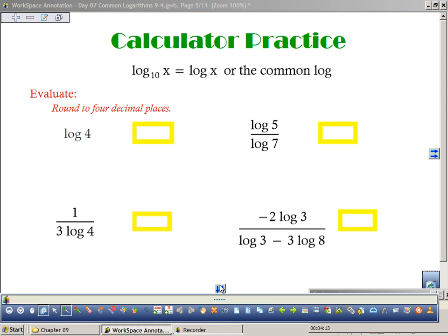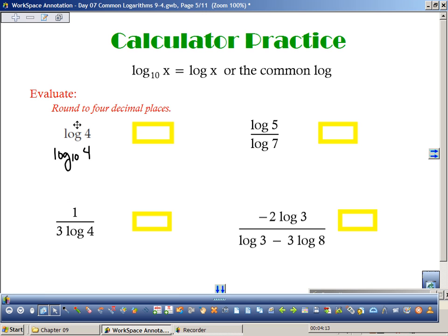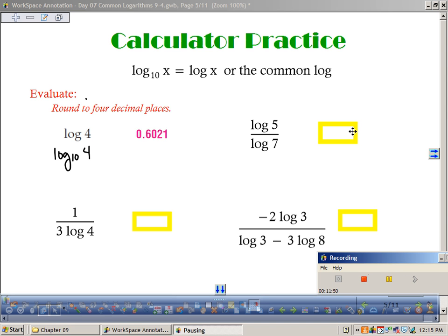So, like I said, the most common logarithm is log base 10. If you don't see anything there, you should automatically assume that it's base 10. So everybody put log base 10 of 4 into your calculator, and you should get 0.6021. Do that now, please.